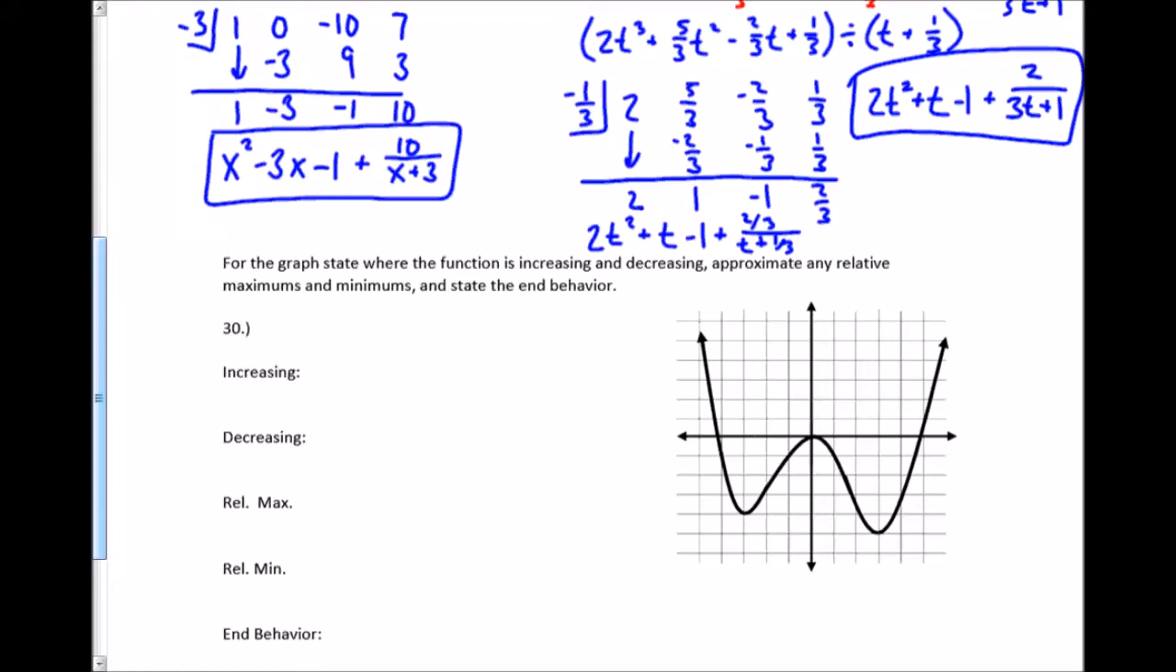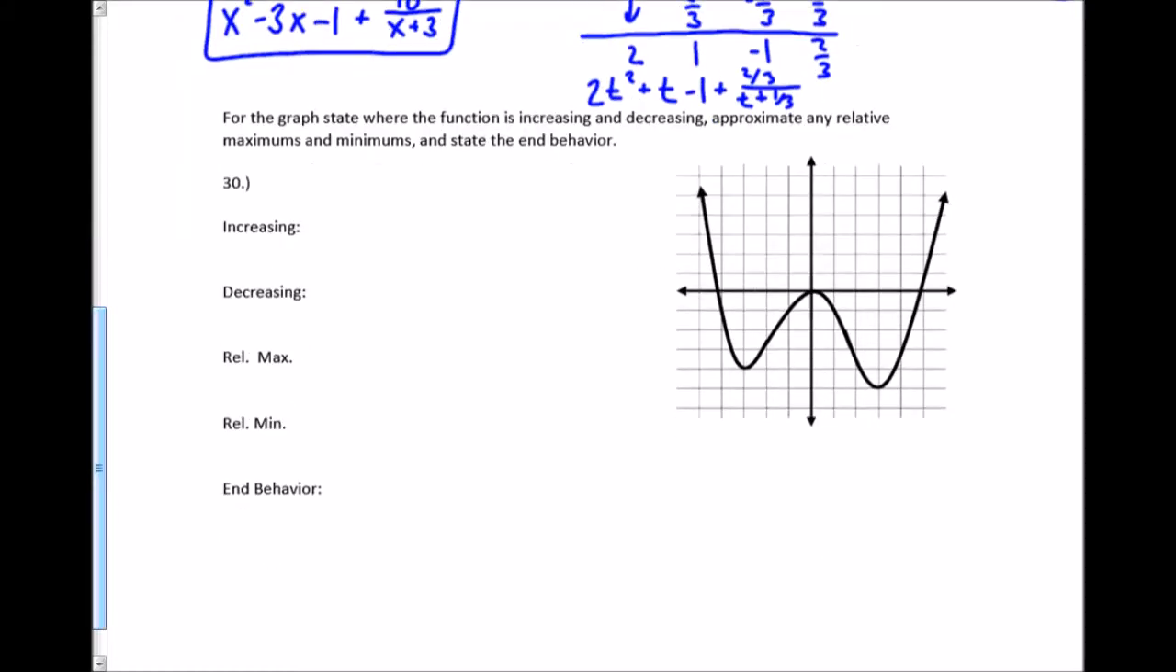For this one, I want to state where the function is increasing and decreasing, relative maximums and minimums, and then state the end behavior. So increasing and decreasing, I always read this from left to right. Here the function is going down, and then it starts going back up, and then it goes down again, and then up again. I'm just following the path of the function from left to right.